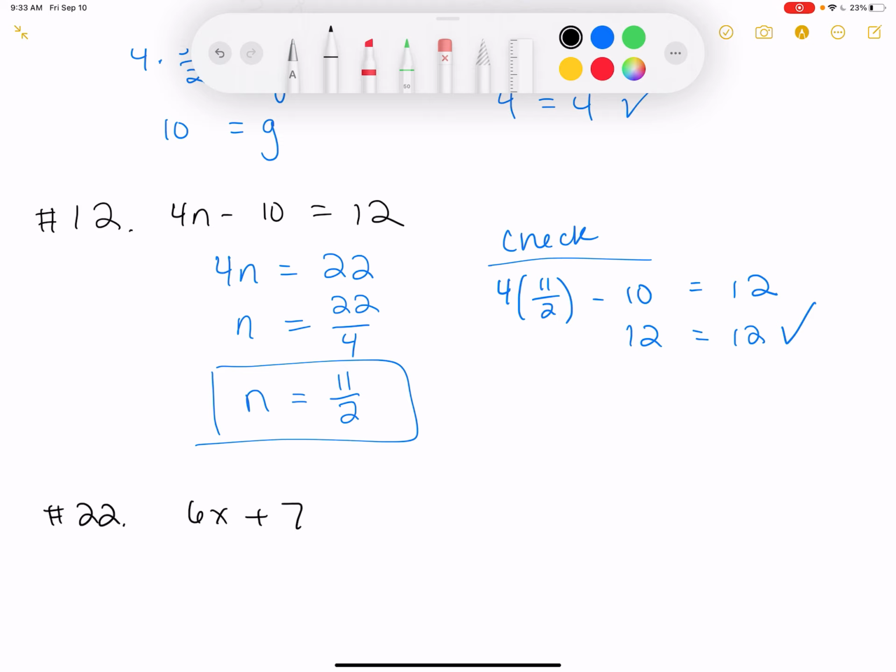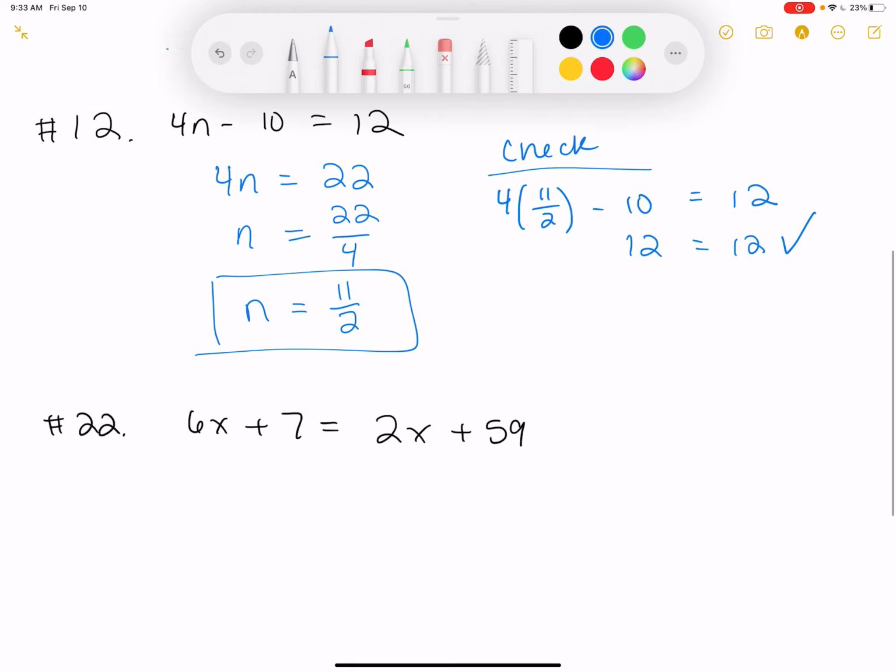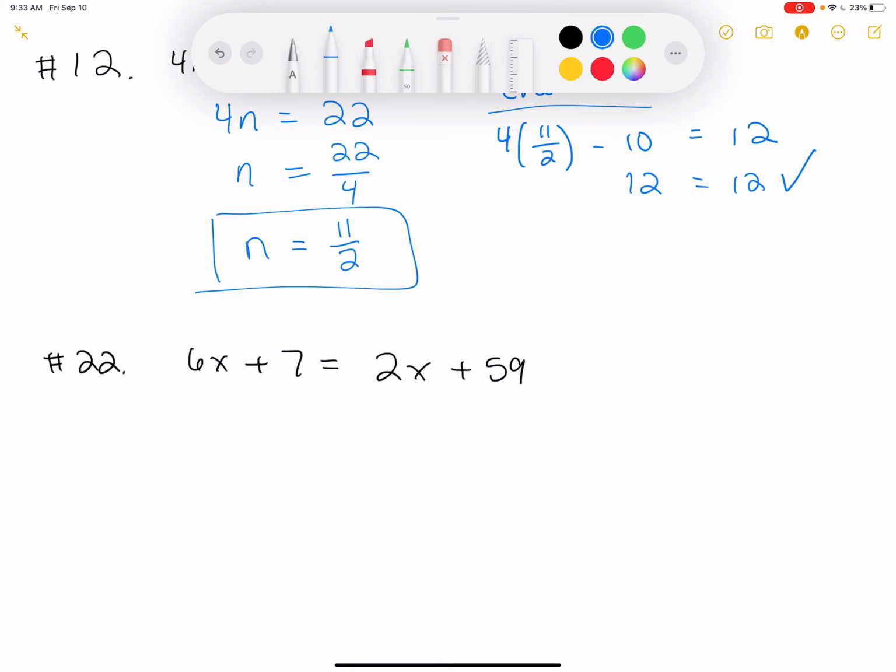6x plus 7 is equal to 2x plus 59. So another thing that I'll say is, when you were down in pre-algebra and algebra 1 probably even, you would do one thing at a time. You would just move your x's over, and then in the next step you would move the numbers over. I don't care if you do both at the same time.